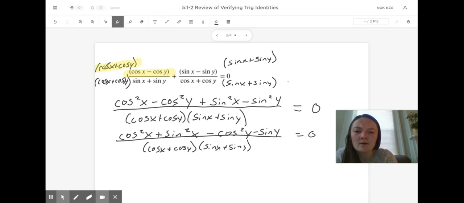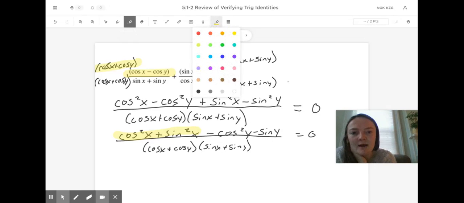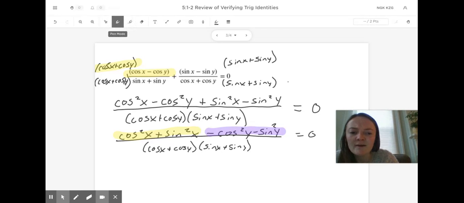Okay, let's get my highlighter out because I'm seeing some important things here. Isn't cosine squared x plus sine squared x equal to 1? That's a Pythagorean identity. Yeah, it is. Also, if I highlight this, I have minus cosine squared y minus sine squared y. Sorry, there should be a squared there. Well, if I pull a negative 1 out, this is going to be the same thing.